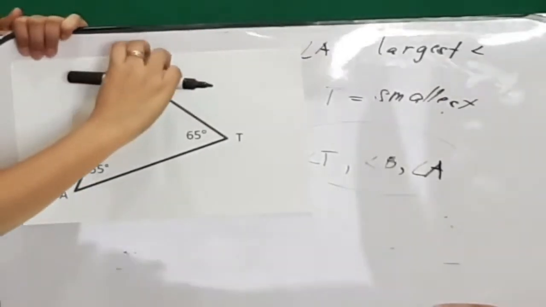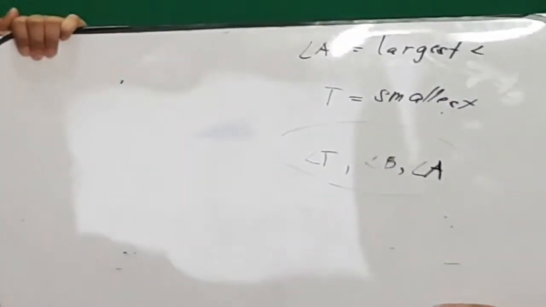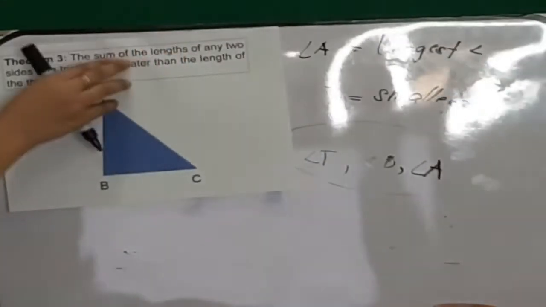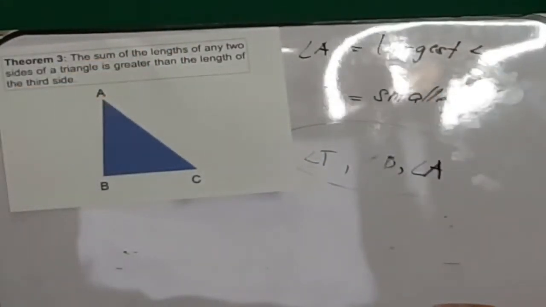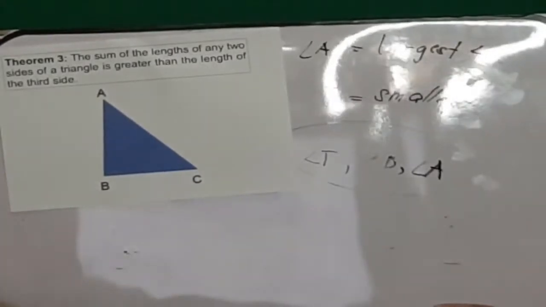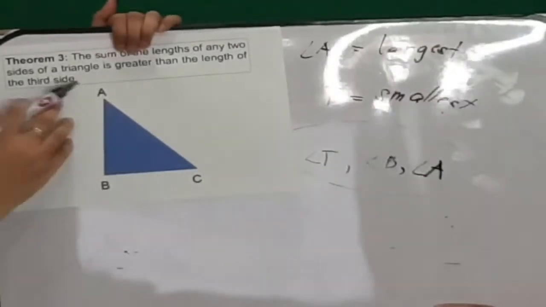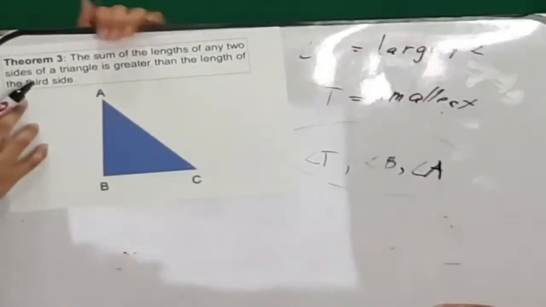Now, let us proceed to our Theorem 3. Okay? So, what is Theorem 3 all about, Ma'am LV? Theorem 3 is the triangle inequality theorem. Okay, actually we already discussed this one last episode. So the triangle inequality theorem states that the sum of any two sides' length of a triangle is greater than the third side length. Again, Theorem 3 states that the sum of the lengths of any two sides of a triangle is greater than the length of the third side.